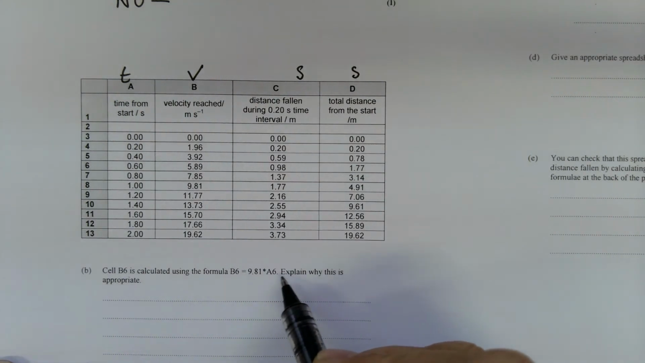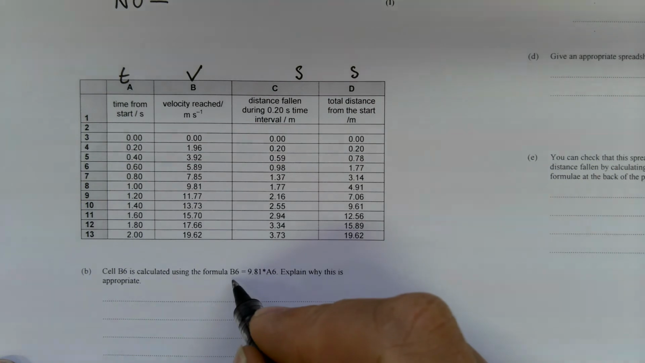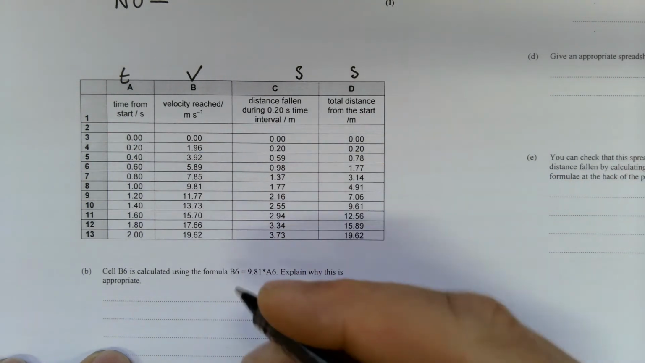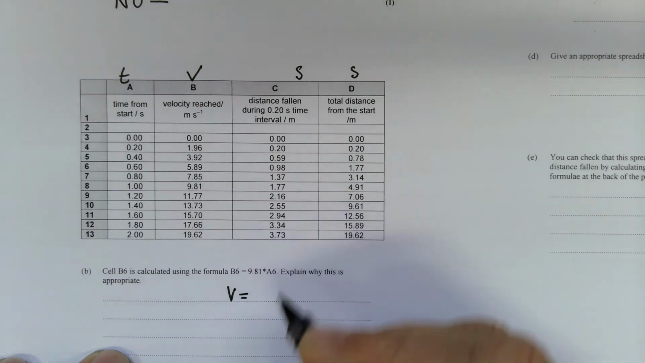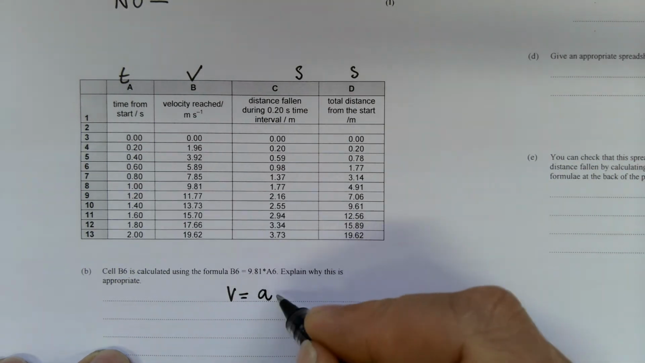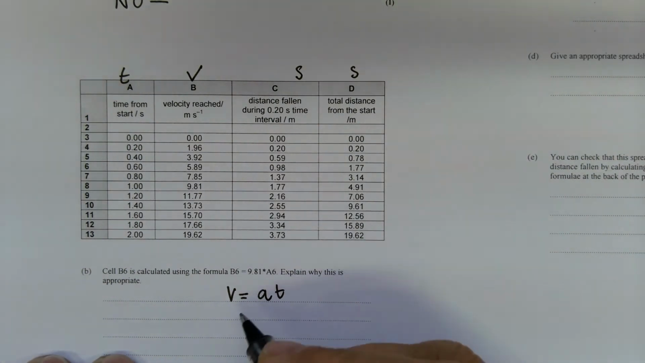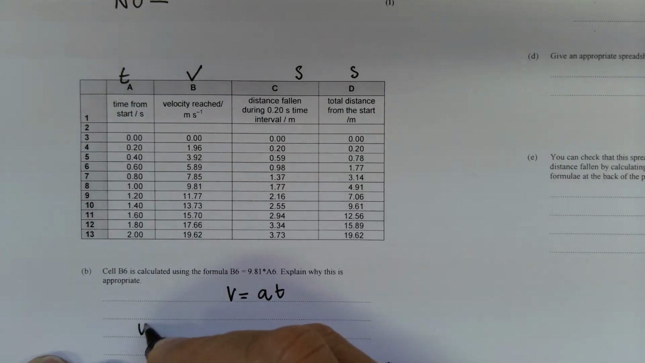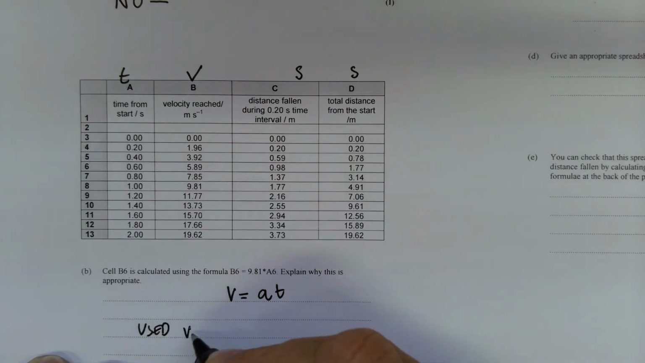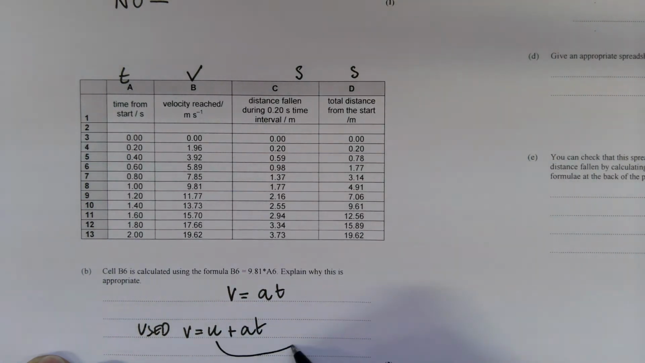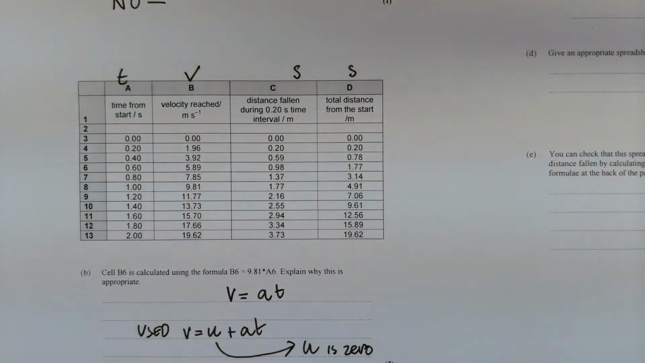So let's see what we've actually done here. B6 equals 9.81 times A6. That's basically saying B6 velocity reached, so v equals a t. So why it's appropriate is that they've used v equals u plus at, and the u is 0 because it's done from rest.